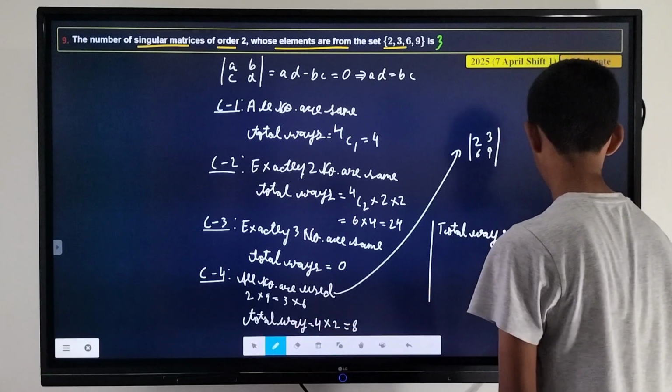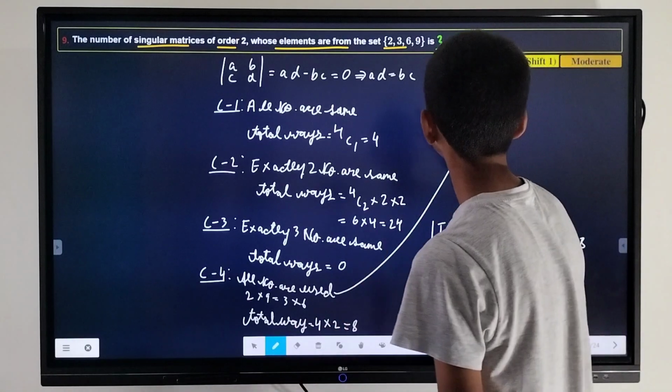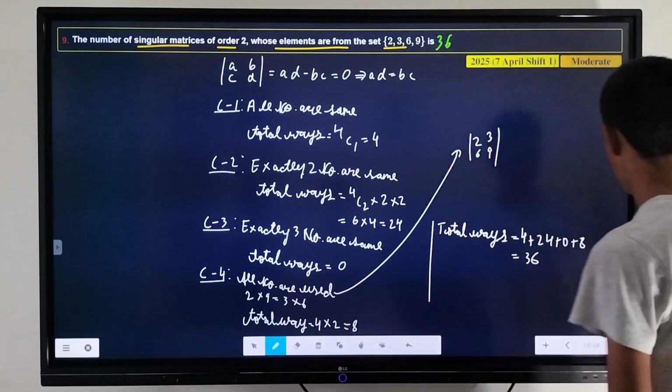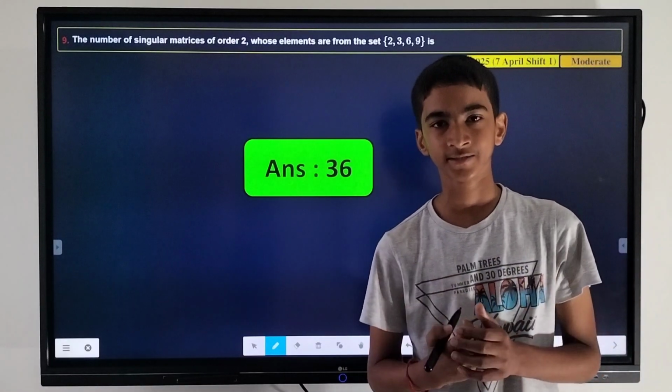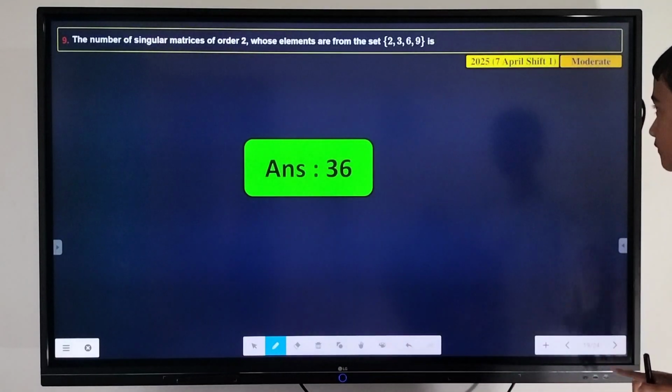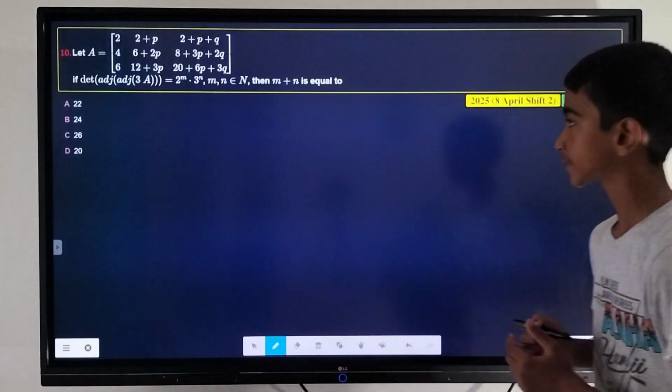36. And here is our solution, and we can see that our answer is correct. Here is our next question now.